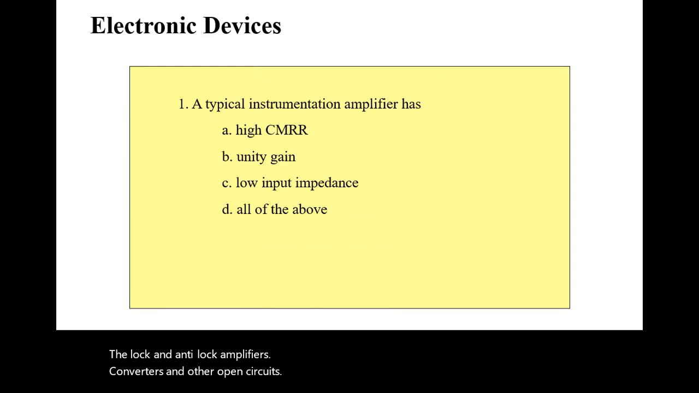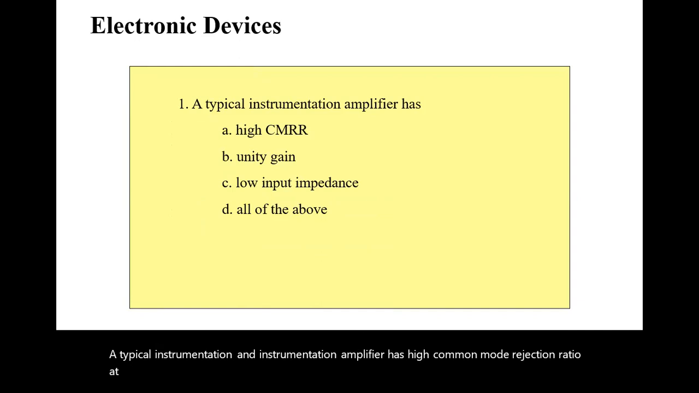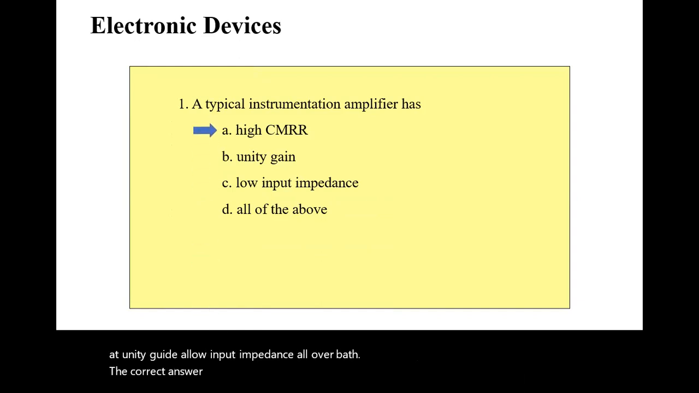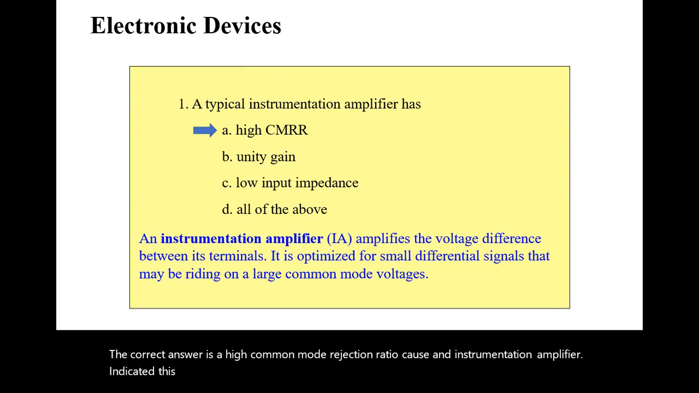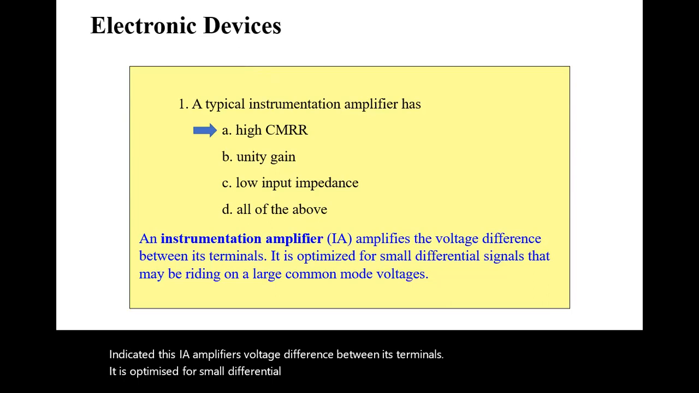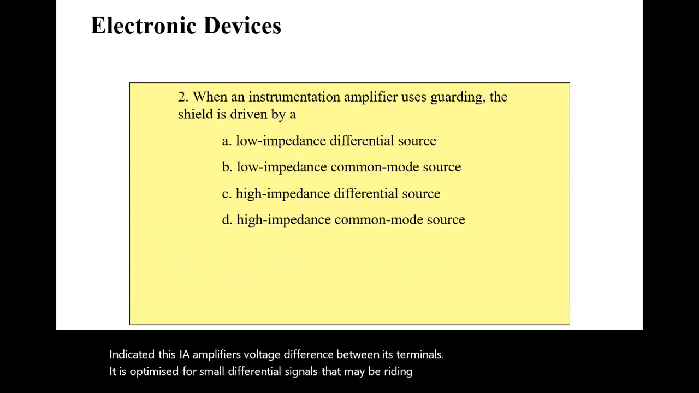Now let's start with typical general knowledge. A typical instrumentation amplifier has a high common mode rejection ratio, a unity gain, a low input impedance, all of above. The correct answer is a high common mode rejection ratio, because an instrumentation amplifier, indicated as IA, amplifies the voltage difference between its terminals. It is optimized for small differential signals that may be riding on large common mode voltages.